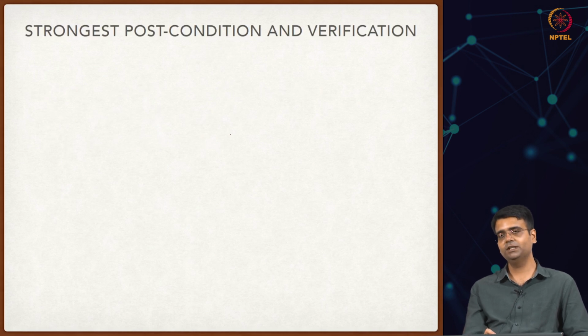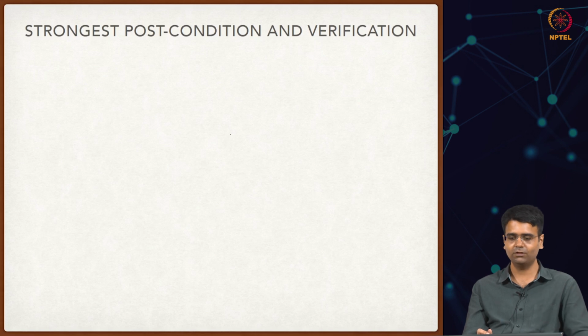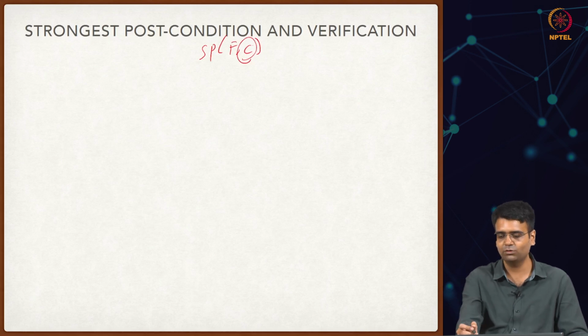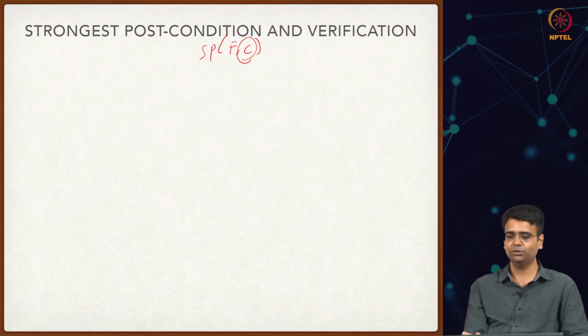Okay, so now we have covered the strongest post condition operator for all the different kinds of program statements in the IMP programming language. We covered all the base statements and all the compound statements. So in general, we now know how to compute the strongest post condition SP(F, C) for any program C in IMP, at least theoretically.